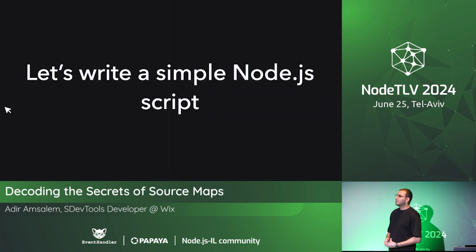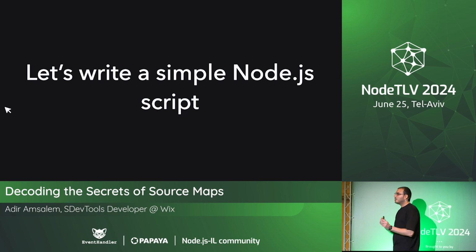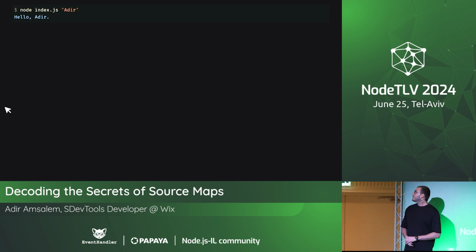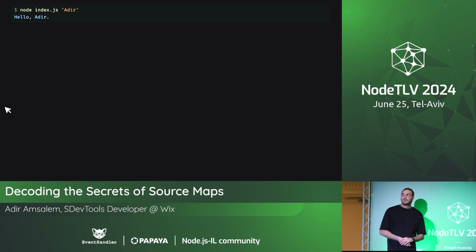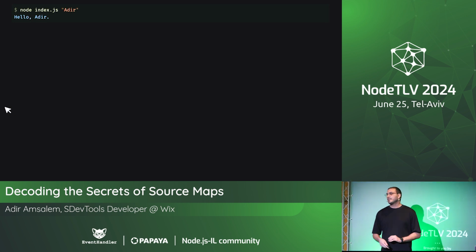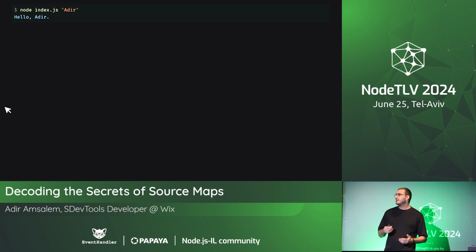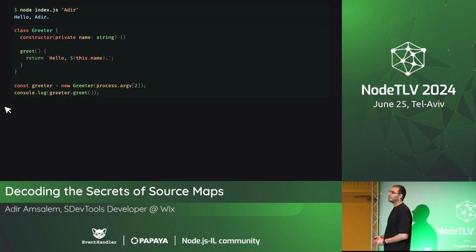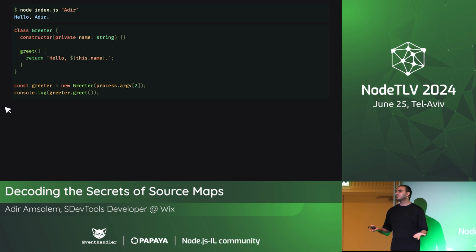Here I'm going to go over a simple application. You don't need to understand exactly the code, just making the point to see why we need source maps. So let's start. Let's write a simple Node.js script. I have this script. I hope this is big enough. Basically, a small Node.js script that gets a string and says hello to this string. And if I run it, it says hello to the string. Let's see how this is implemented. A basic Node.js script. The class gets the name and then prints it to the user.